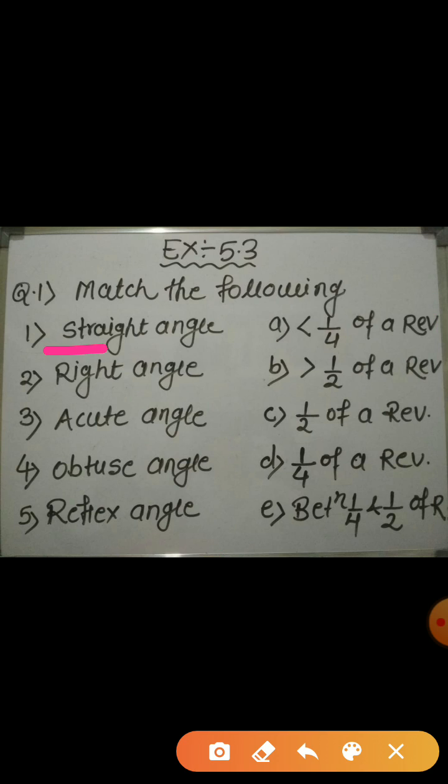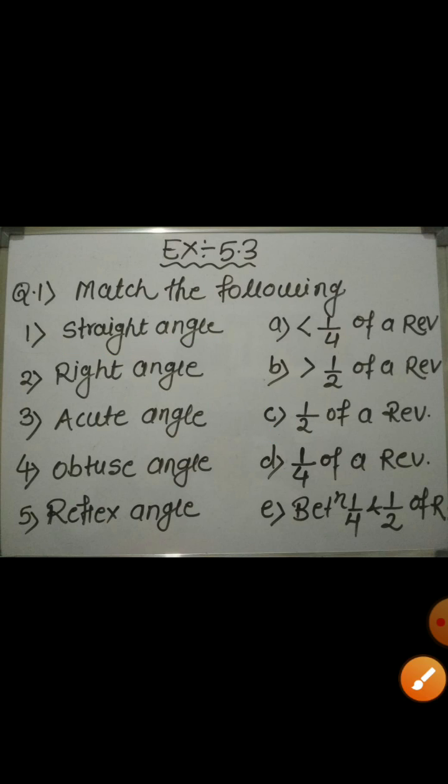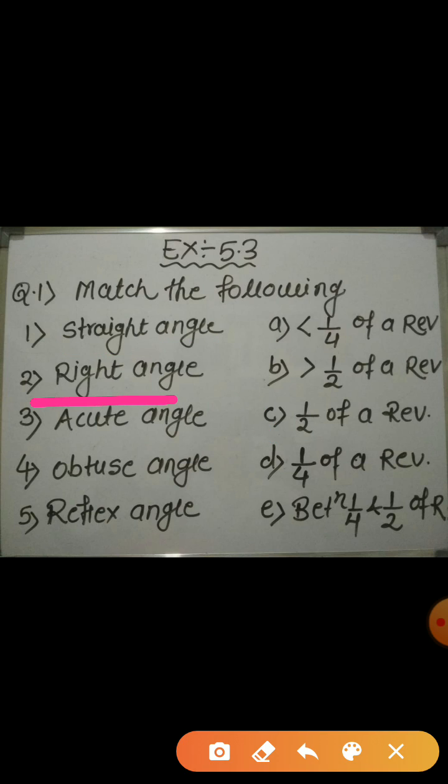Now see the first. The angle is straight angle. Just now we have seen that the measure of a straight angle is 180 degree. And 180 degree we also write as half of a revolution. So the correct pair of 1 is C. Straight angle means half of a revolution. Now the next one. It is right angle. The measure of a right angle is 90 degree. Or we also write it as 1/4 of a revolution. So the correct pair of 2 is D.